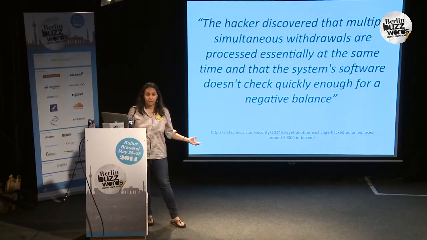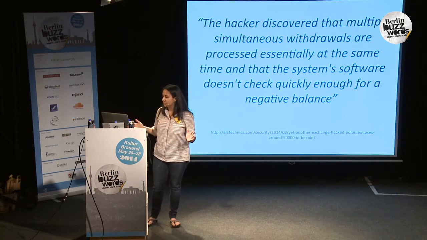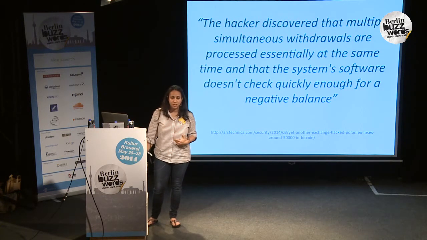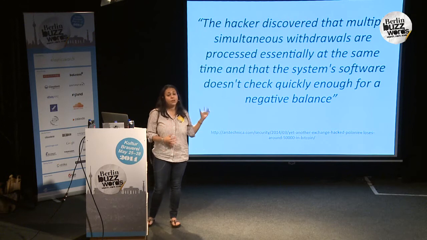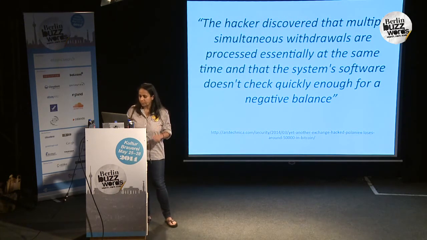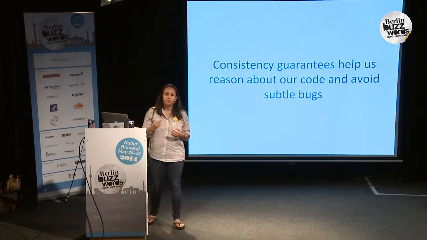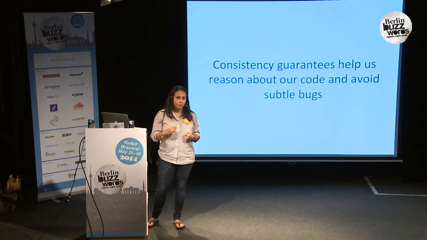So this is not a security problem. To me, this is a very classic transaction problem. What you want here is to be able to do the check and the decrement atomically. You want them to happen together. And for whatever reason, I don't know the details of this implementation, that wasn't happening. But we know how to build systems that do this. This is not an unsolved problem. And that's the point of consistency. Consistency guarantees help us reason about our code and avoid subtle bugs.